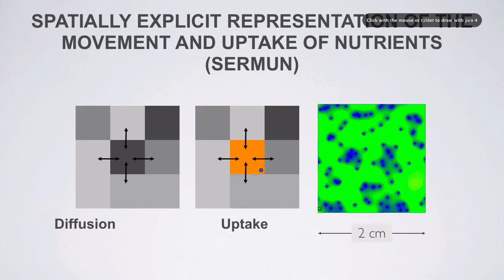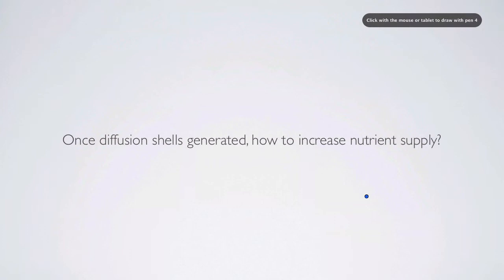This again is a two-dimensional slice of the soil where you have lots of roots, and this is a pretty typical root density for a grassland. And you've got areas of relatively high concentrations and very low concentrations around the roots. Now, for plants, once diffusion shells are generated, how do plants increase the nutrient supplies? Well, one option is to increase the proportion of soil that can be exploited.